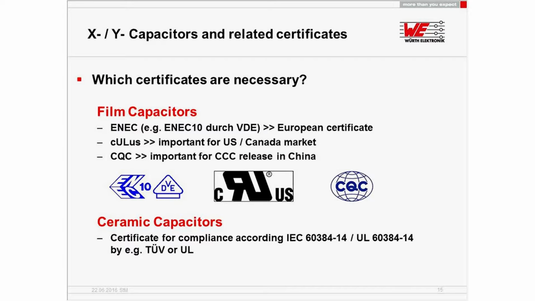And in case of X and Y capacitors, what are the certificates you normally find in case of film capacitors? If you're dealing with a product worldwide, normally you can find the so-called ENEC. The ENEC is a European certificate, so if you want to sell something in Europe, you will need this ENEC, and normally this is given by the VDE. Then you will find a so-called cULus certificate for the US market, a CQC for China, for the CCC certification, and in the case of ceramic capacitors, you find none of these. You only find the TUV or UL to give a release for the global sales.